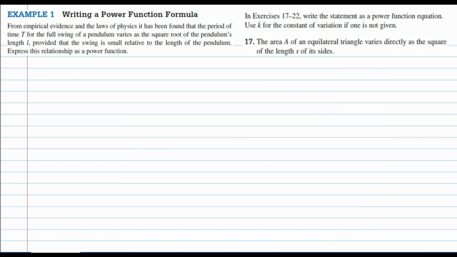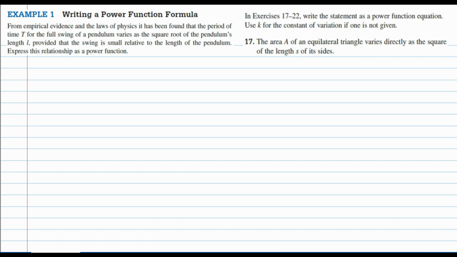Example 1, writing a power function formula. From empirical evidence and the laws of physics, it has been found that the period of time t for the full swing of a pendulum varies as the square root of the pendulum's length, L. Okay, so it says varies. It doesn't say directly, but when it just says varies, you can assume that it implies directly.